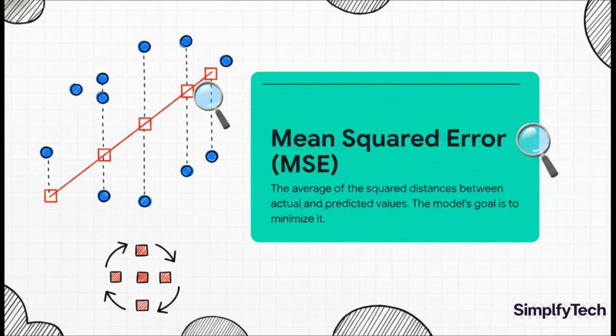It uses something called mean squared error. Here's how it works. It measures the distance from every single data point to the line, squares that number, and then calculates the average of all of them. The model's goal is simple: find the line that makes that final error number as tiny as possible.